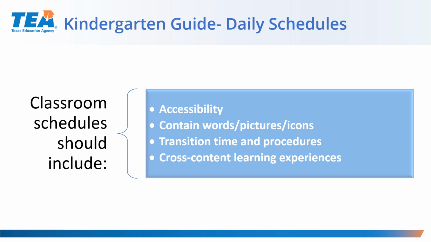Let's move on to the daily schedules. Here are some recommendations. A daily schedule should be displayed at the child's eye level and contain words and pictures or icons for identification. The daily schedule should be referenced throughout the school day and consistently followed, although adaptations should be made based on student or school needs. A daily schedule should include ample time for transitions and self-help procedures such as hand washing and gathering of personal belongings. And daily group activities should include cross-content learning experiences throughout the school day. Daily schedules may consider guidance from the use of a high-quality kindergarten curriculum.